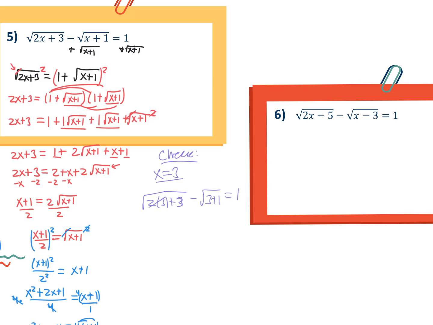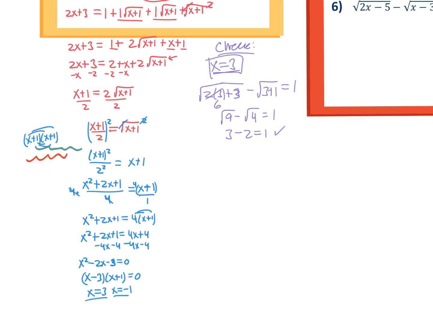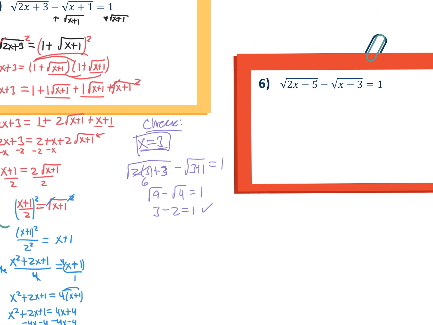And then 2 times 3 is 6. 6 plus 3 is 9, so I get the square root of 9 minus the square root of 4 equals 1. So 3 minus 2 equals 1, right? That does work, right? 3 minus 2 is equal to 1. So x equals 3 is a valid answer. So let me circle that, all right? Or box it, whatever. All right, and then I want to check x equals negative 1.